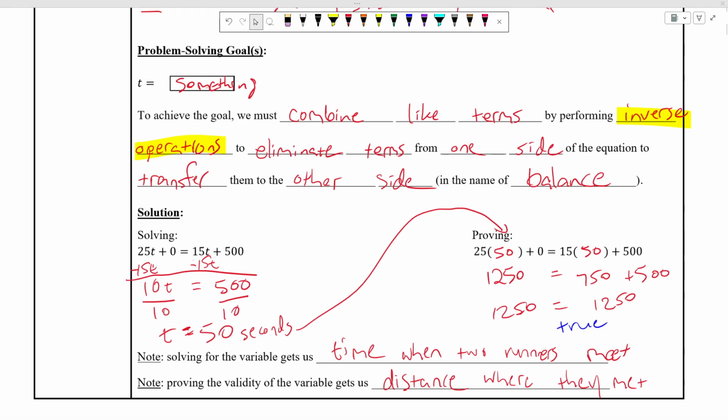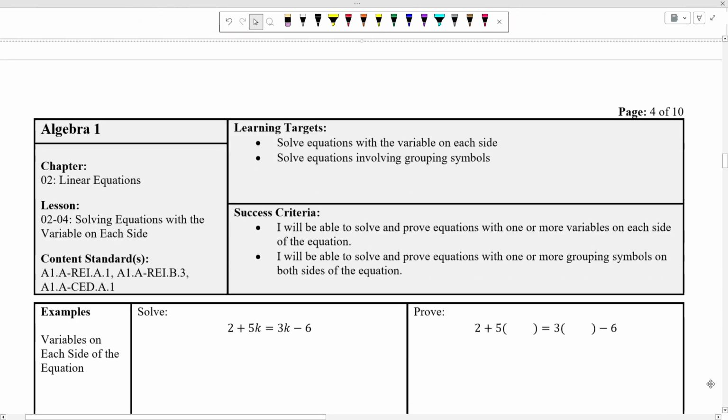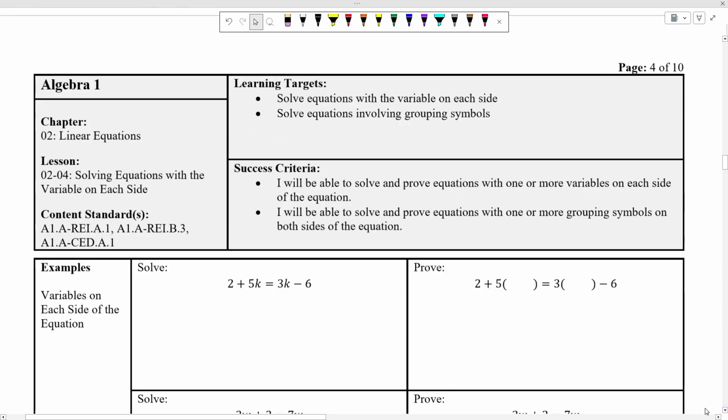But we got to keep practicing, guys, for practice makes perfect. So let's run through a few more examples here and we'll see what we encounter.